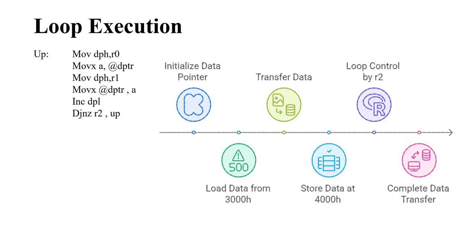Then the next instruction is DJNZ R2 comma up. This will decrement the value in R2 by 1 and check if it is 0. That is, the loop will be controlled by R2. If it is not 0, the program jumps back again to the label. It will repeat this process until R2 becomes 0 and the data transfer is completed. So this was about the execution of the loop.